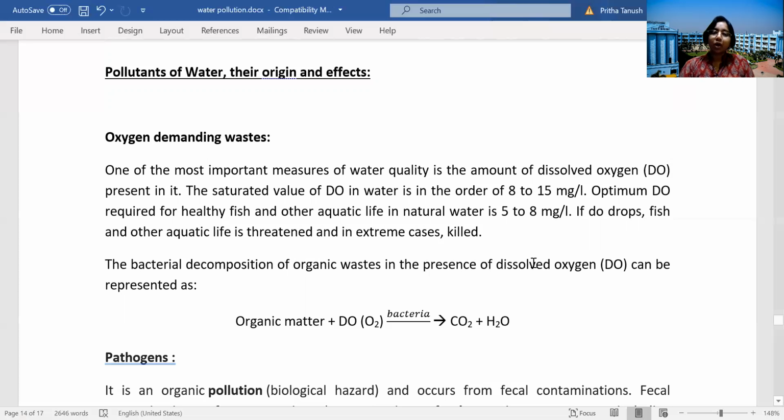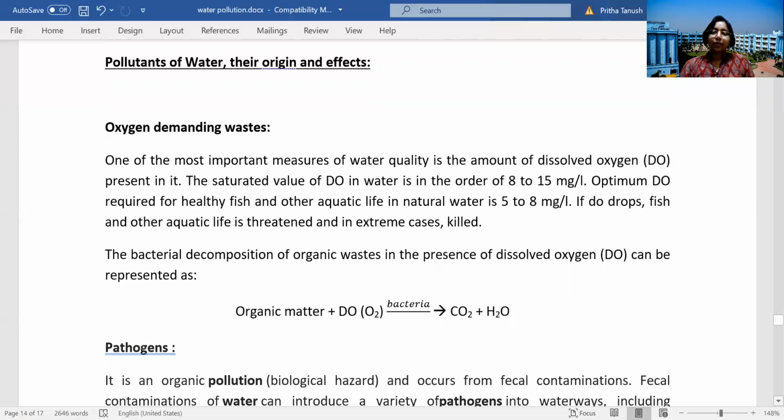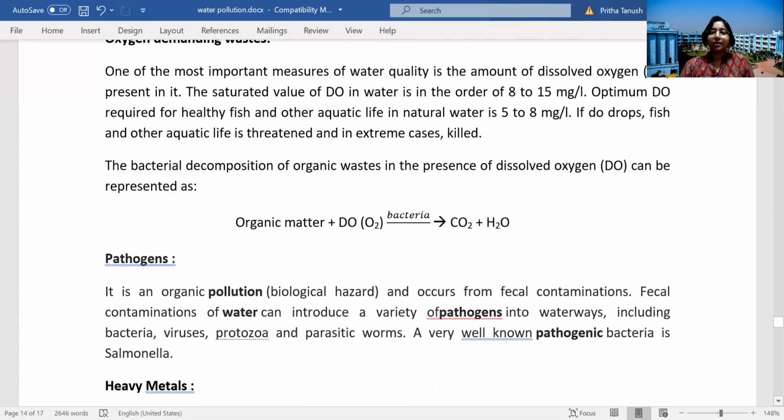So if it drops, fish and aquatic life are threatened. That is why we have to take care of this. That means the amount of algae or other organic material should be less.